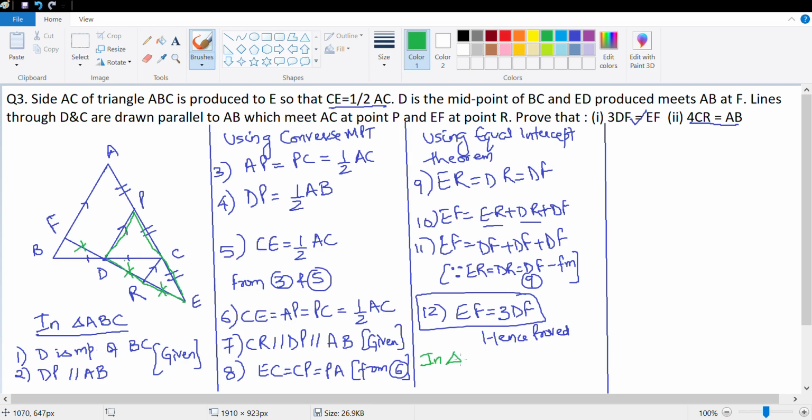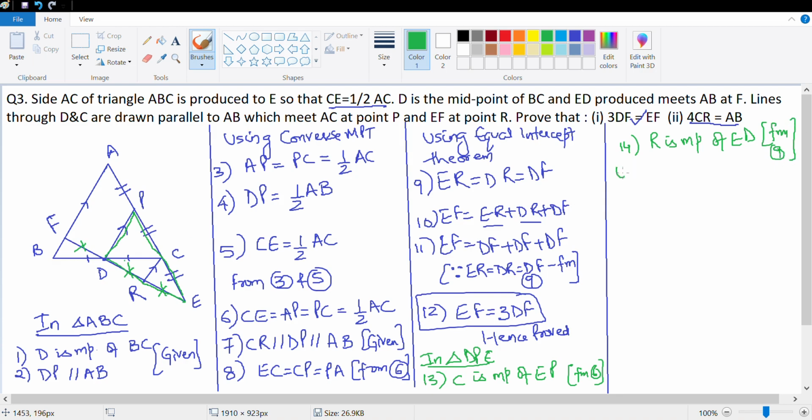In triangle DPE, number 13, C is midpoint of EP, and number 14, R is midpoint of ED. C is midpoint of EP, we will get it from 6. And R is midpoint of ED, where we proved ER and DR are equal, which is from 9.